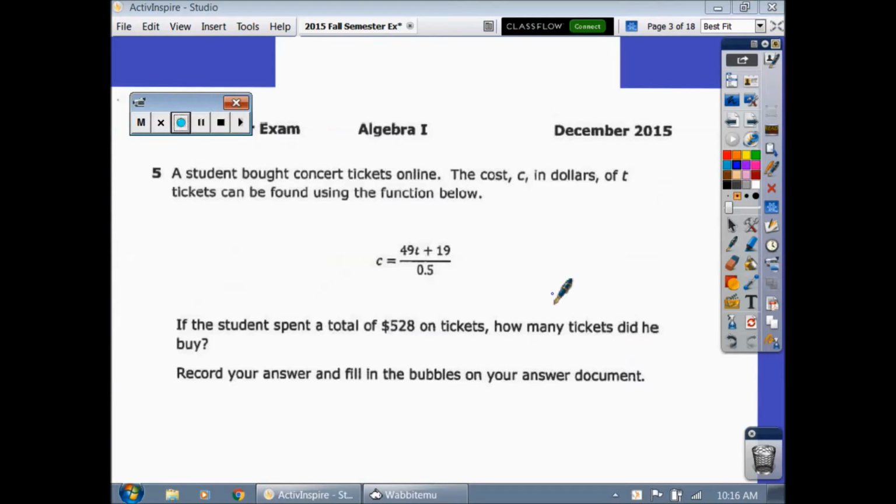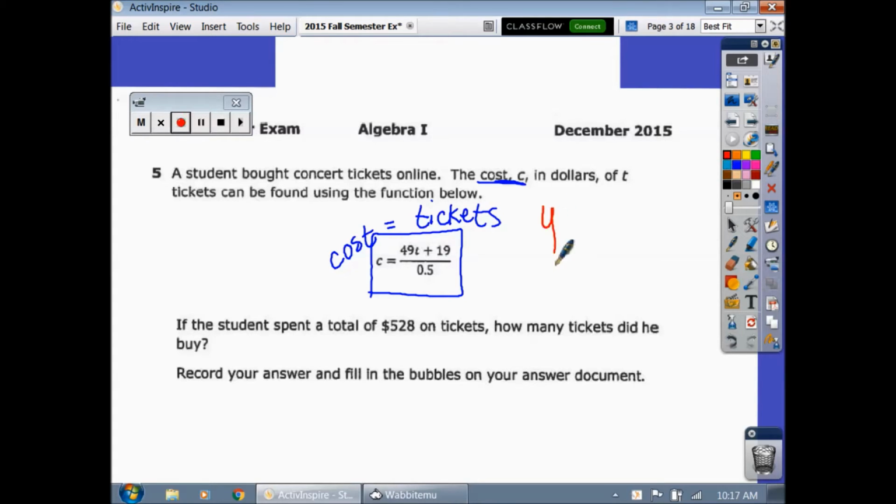A student bought concert tickets online. The cost C, so C is the cost, in dollars of T tickets. So tickets, that variable is on the right, can be found using the function below. So you got this ugly looking thing. We're going to write it in kid-friendly terms. What I mean is instead of using the letter C, let's put it in y equals and just rewrite that equation. But instead of using the letter T, we're going to use the letter X.